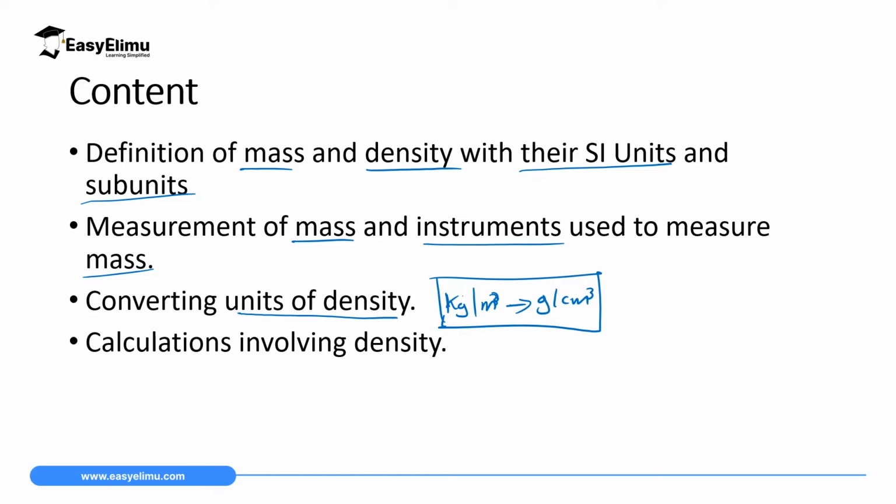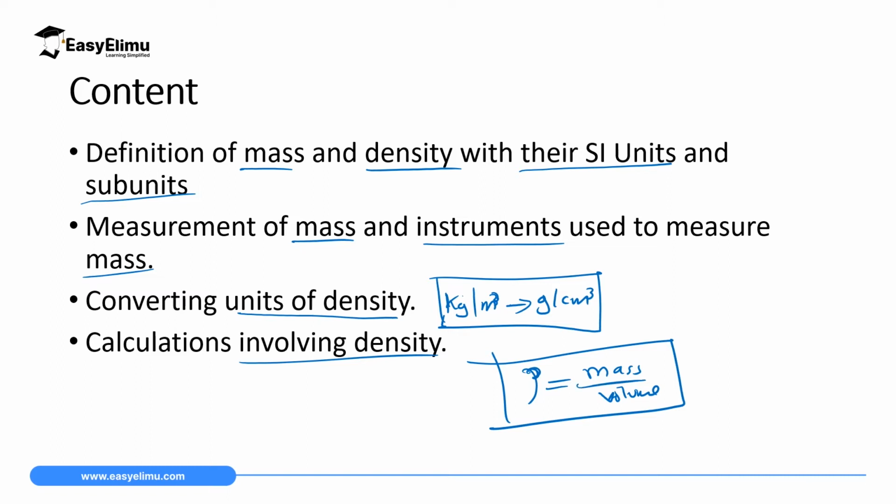We are going to handle few examples which involve density, and in this case we are going to see the relationship between density and mass, like density, which we call that simply, is equals to mass over volume. So density is a derived quantity of mass and volume. That's what we are going to learn as we proceed.